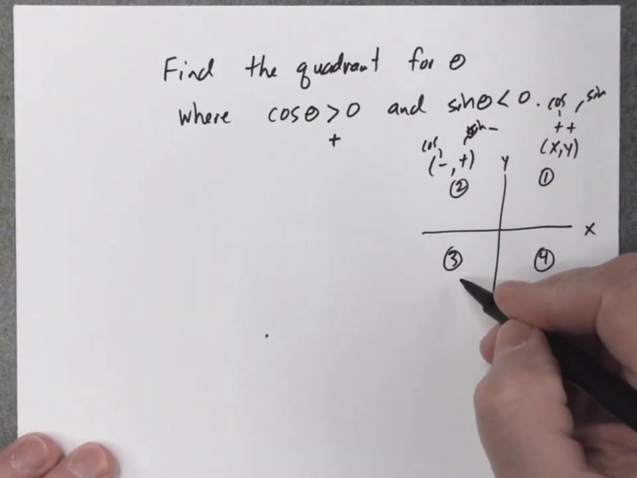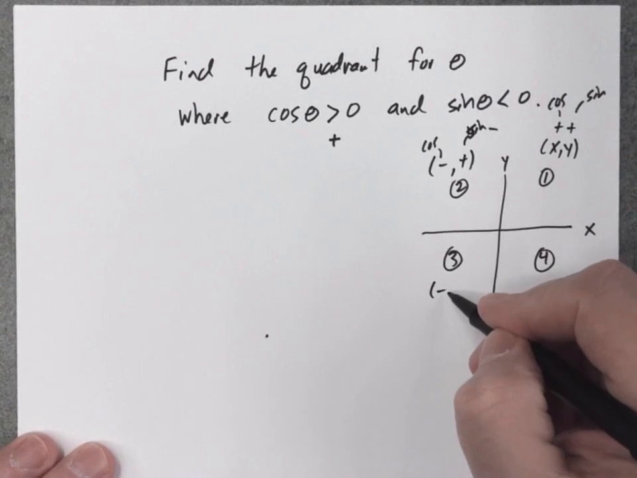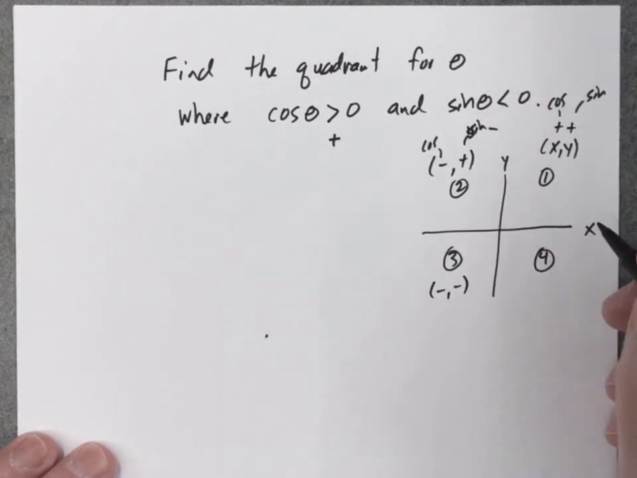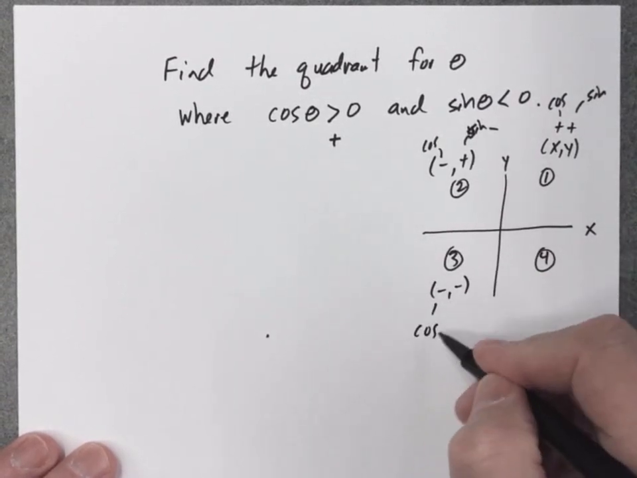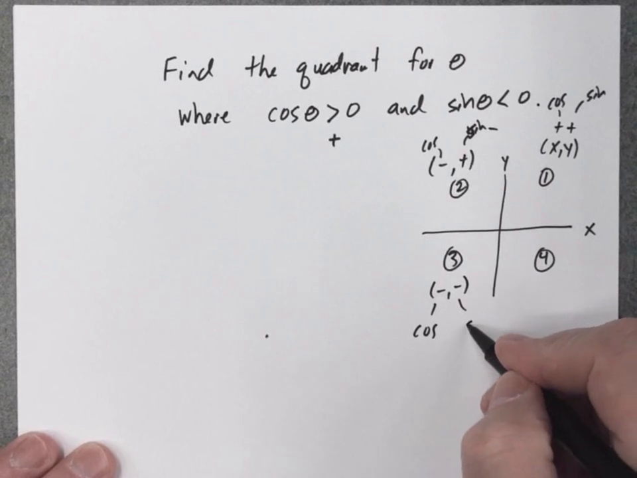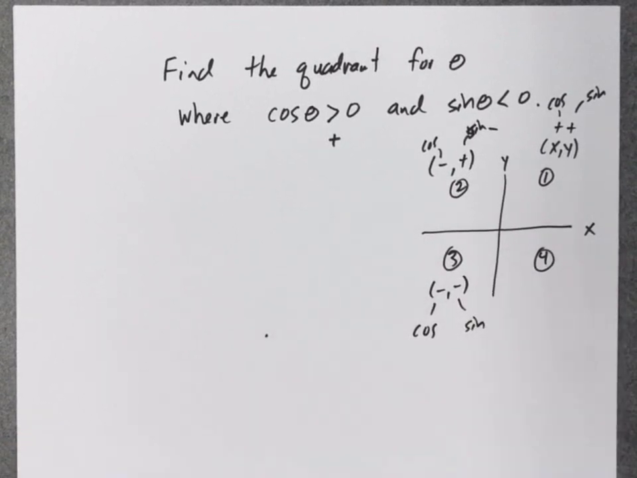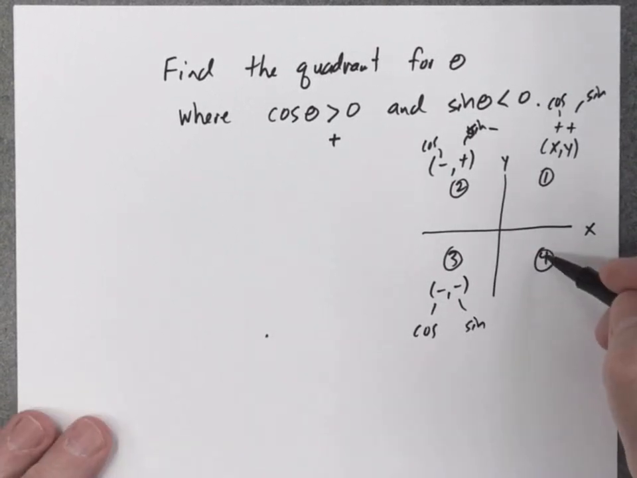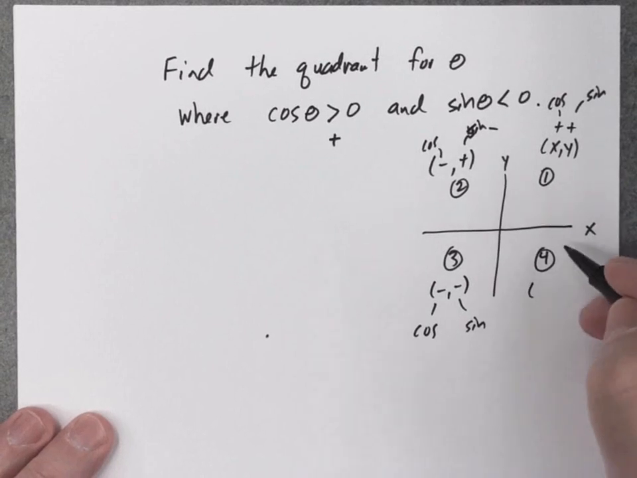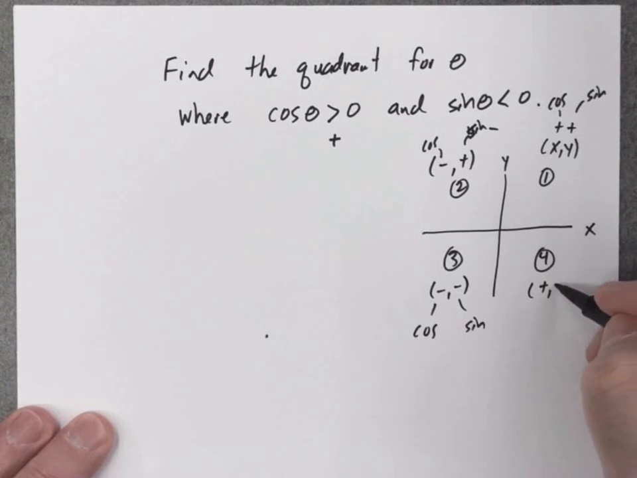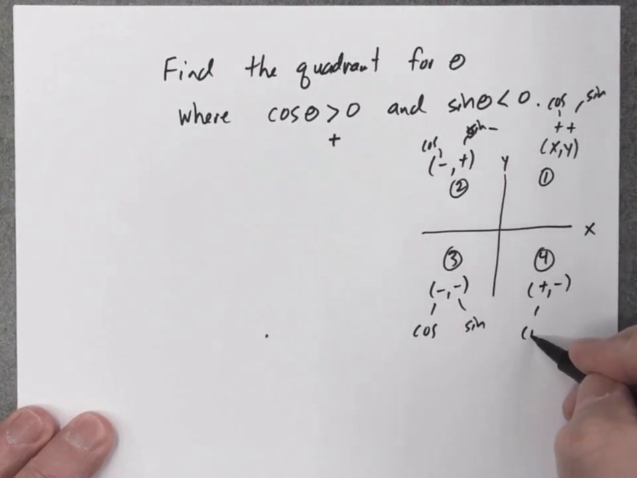We go to quadrant 3. What's going on in quadrant 3? Actually, x and y are both negative, which means the cosine is negative and the sine is negative in quadrant 3. And in quadrant 4, x is positive now, y is still negative. So in quadrant 4, the cosine's positive, the sine's negative.